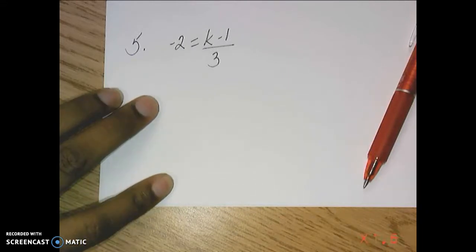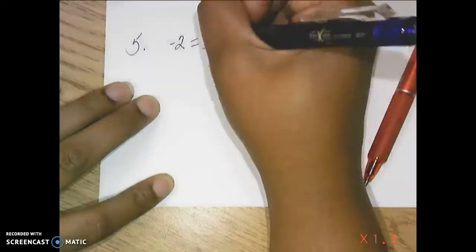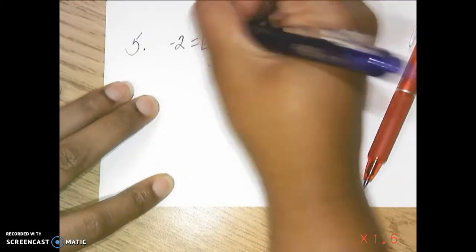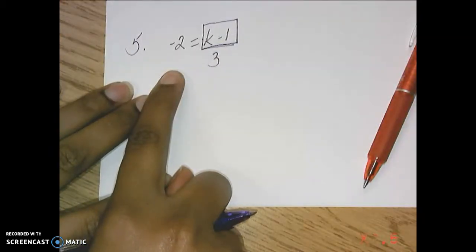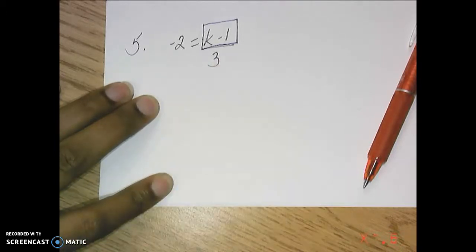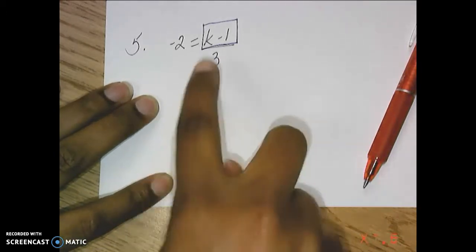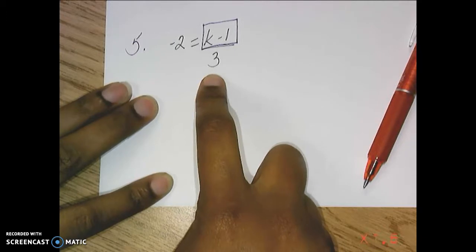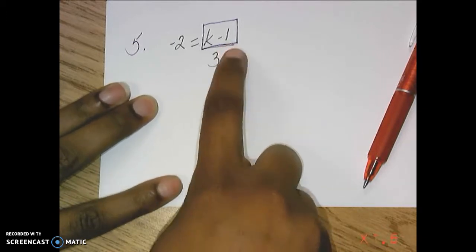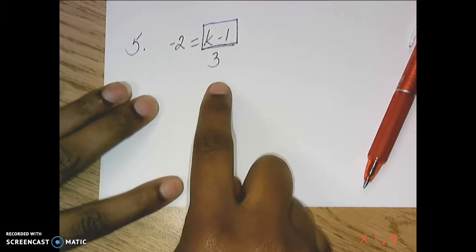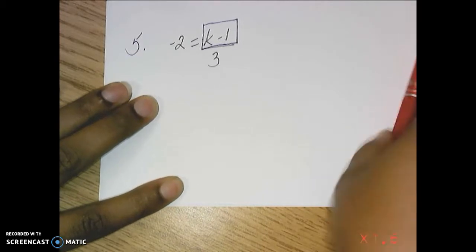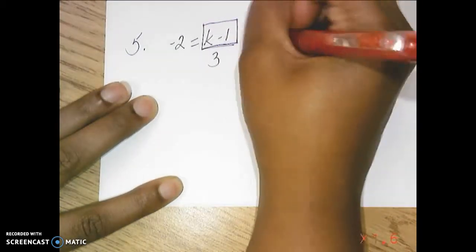The equation that you have here is considered a two-step equation because it will require 2 steps to solve for k. So we got -2 equals k minus 1 over 3. I went ahead and put a box around k minus 1. Now in this case I need the 3 to become a 1. So because k minus 1 is being divided by 3, the inverse opposite operation is going to be to multiply.